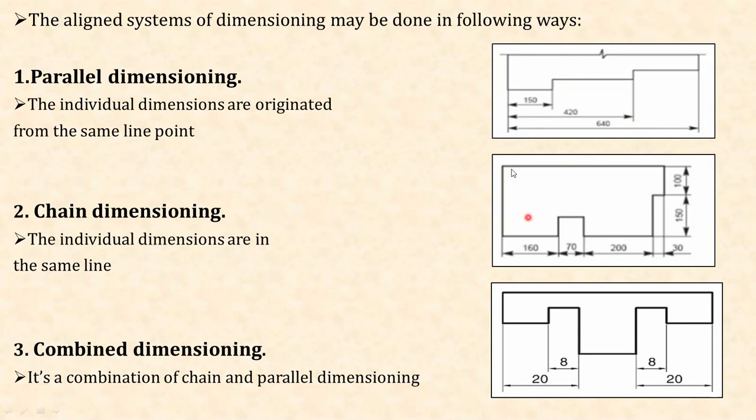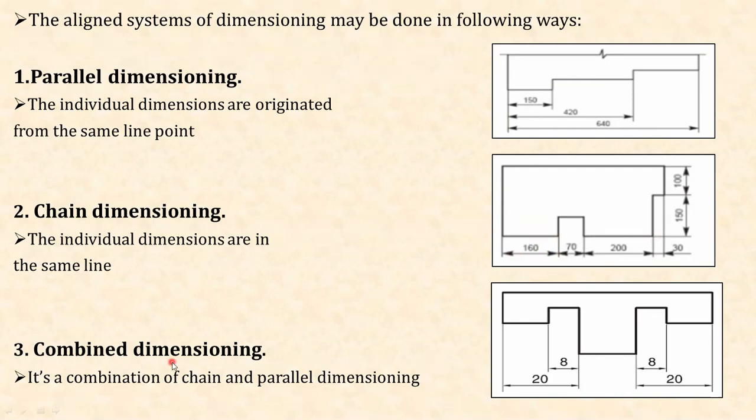The next is chain dimensioning. This is the object which we have to dimension now. This is the first feature. We have assigned it 160 in length. Then after this 160, 70. For the first feature, this one is the reference or origin point. For the second feature, this one is the reference. For the third feature, this one acts as the reference. And for the fourth feature, this one acts as the reference. So they are placed in a chain manner. They are not starting from a single point of origin, so they are called chain dimensioning.